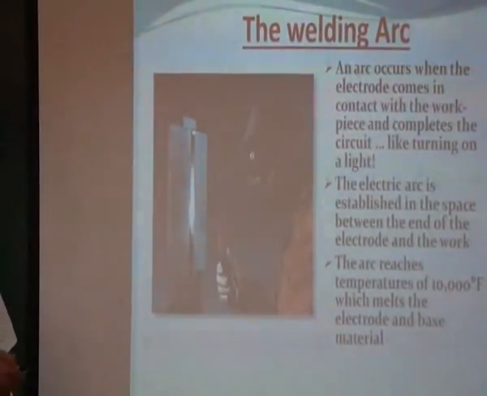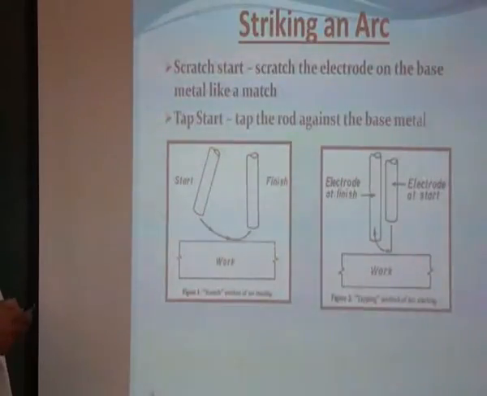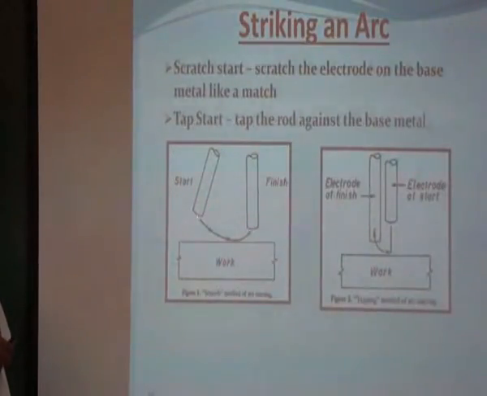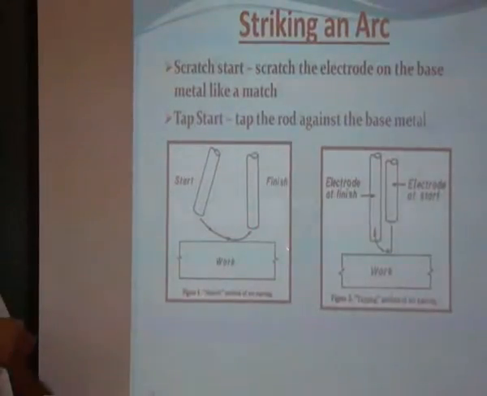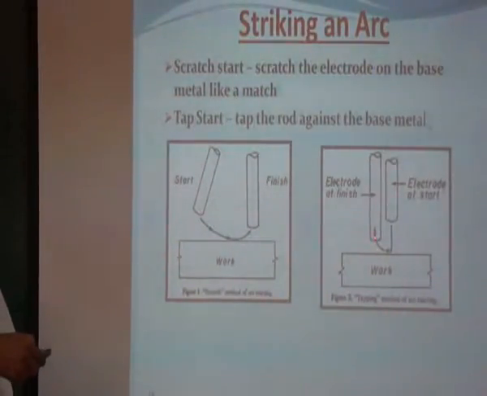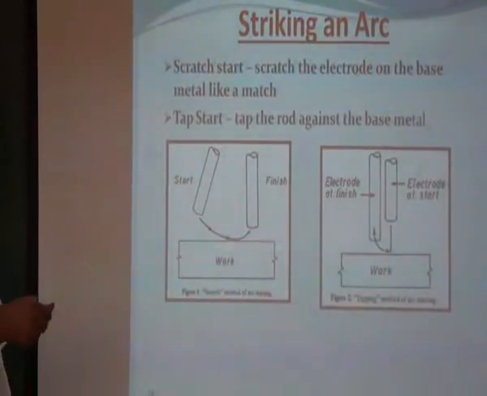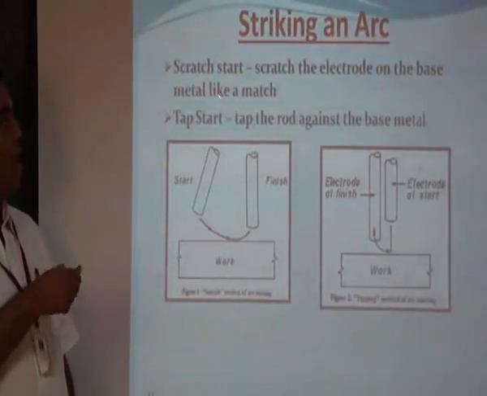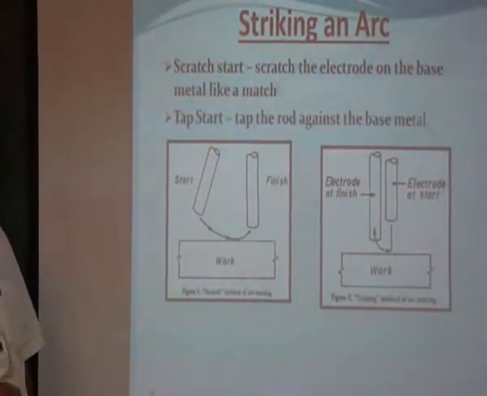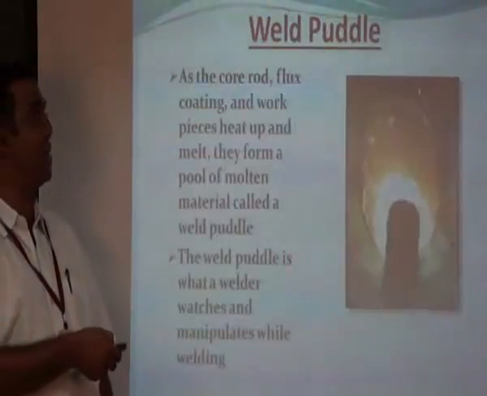Now, there are two ways by which you can strike an arc. One is the scratch arc. See, it is just initiated. The tip of the electrode just touches the workpiece, and then it is just lifted up. And this is what you call the scratch method. And you have the tapping method. You have to bring the electrode in contact with the workpiece, and then you have to lift it up, and the arc is struck. Both of these ways of striking the arc can be used depending upon the welder's interest and the welder's compatibility.